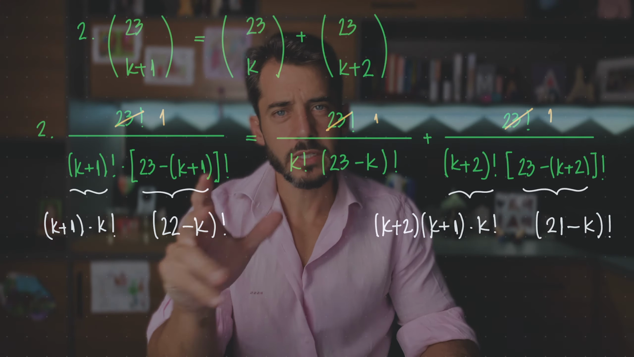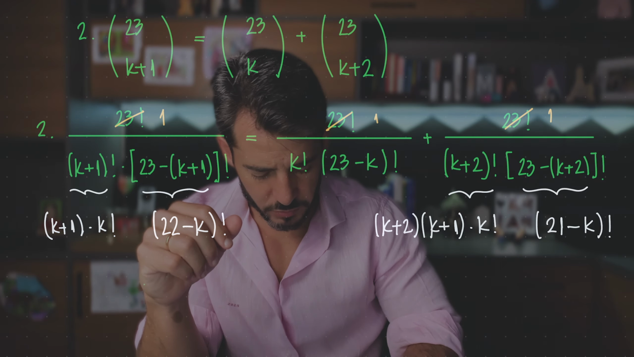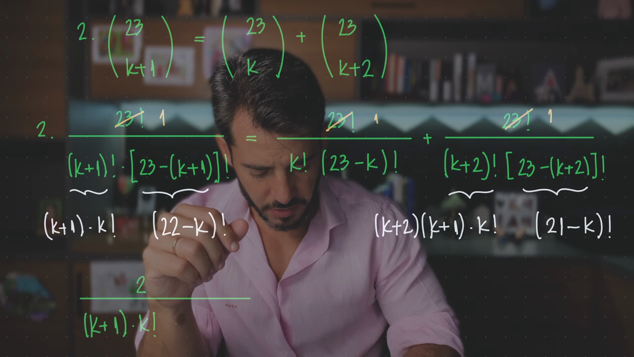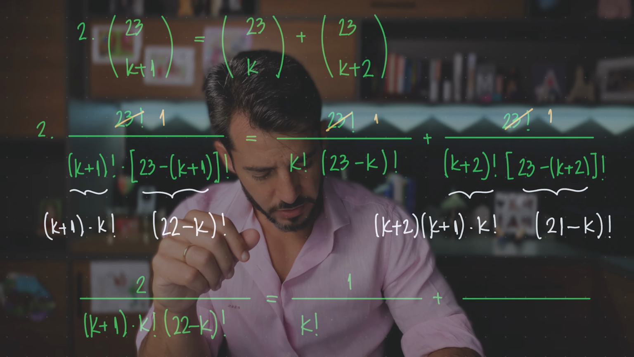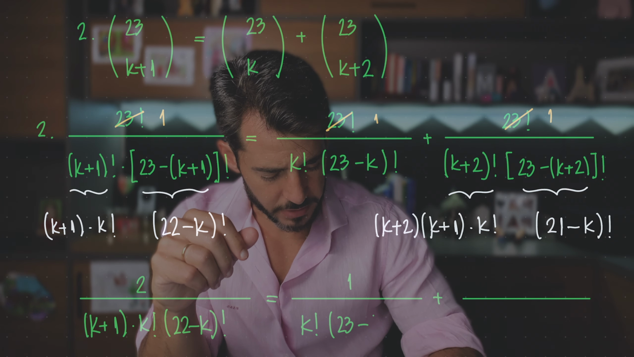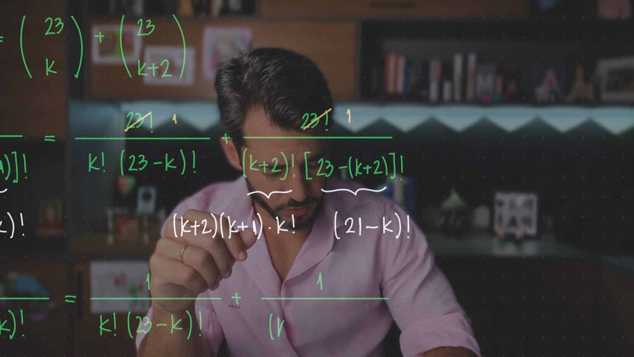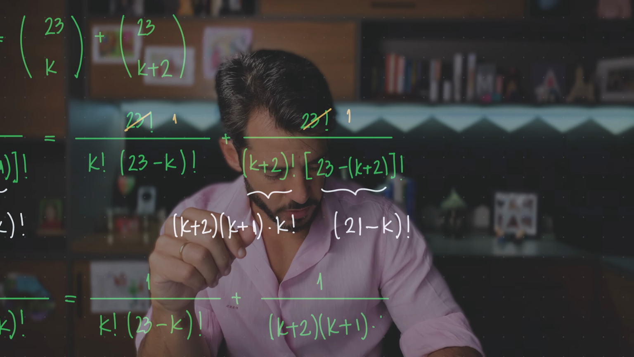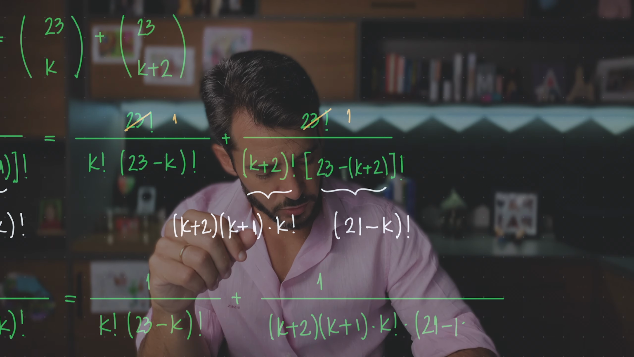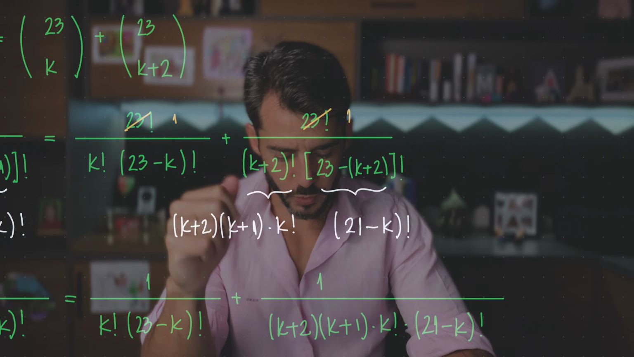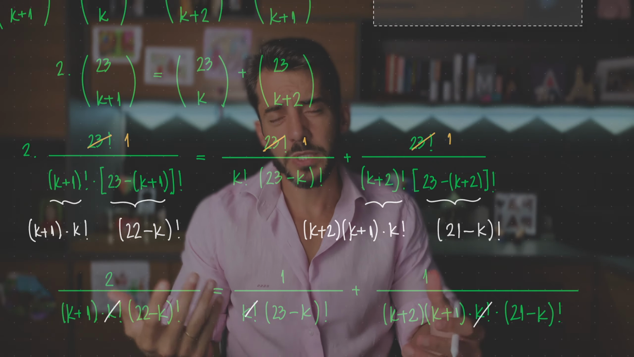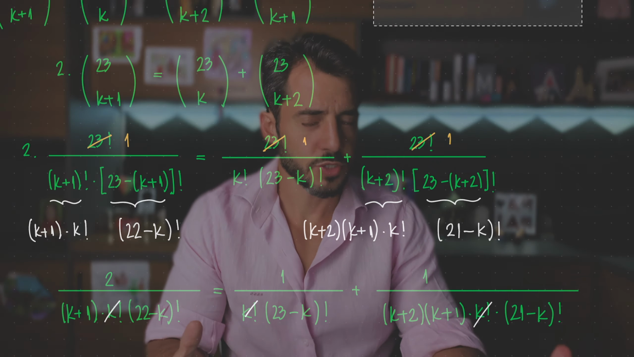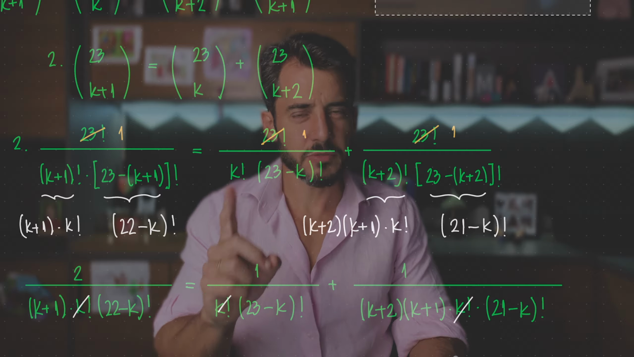So let's rewrite this equation again. We have 2 over (k+1) k factorial (22 minus k) factorial equals 1 over k factorial (23 minus k) factorial, plus 1 over (k+2)(k+1) k factorial times (21 minus k) factorial. We can also simplify all these k factorials, which will be equivalent to multiplying the whole equation by k factorial. But we can simplify this even more.